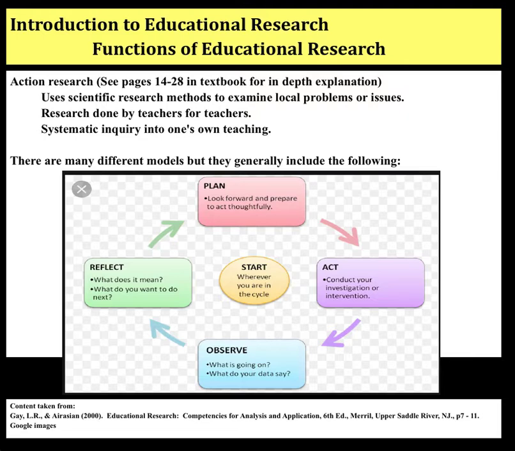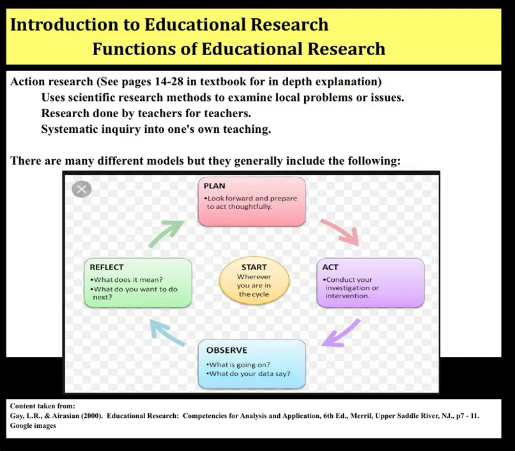Now, there are many, many different models of action research, and when you read chapter 1 in your text, you'll see quite a few of them presented to you. But they all follow the basic steps that are in the graphic. So you can see in the middle it says start, and it says whenever you are in the cycle. So you come up, let's say you come up with a plan. You look forward and prepare to act thoughtfully.